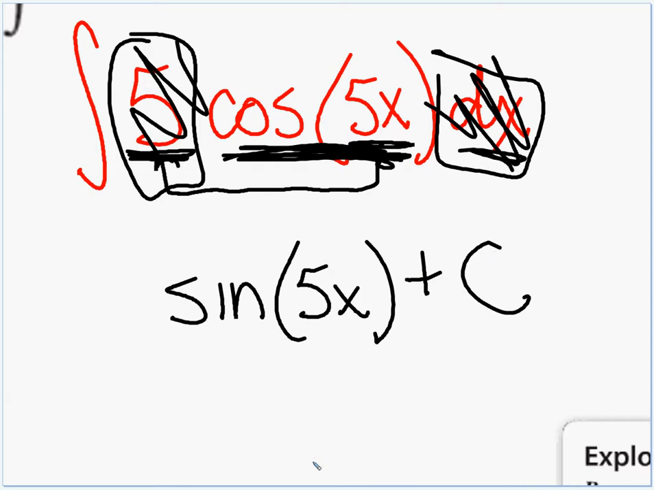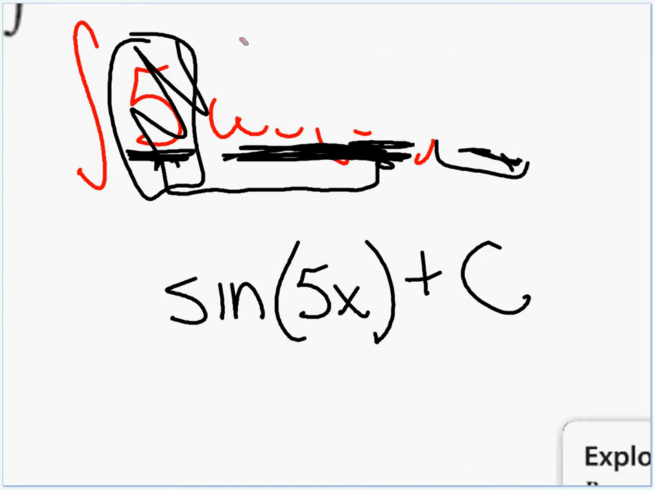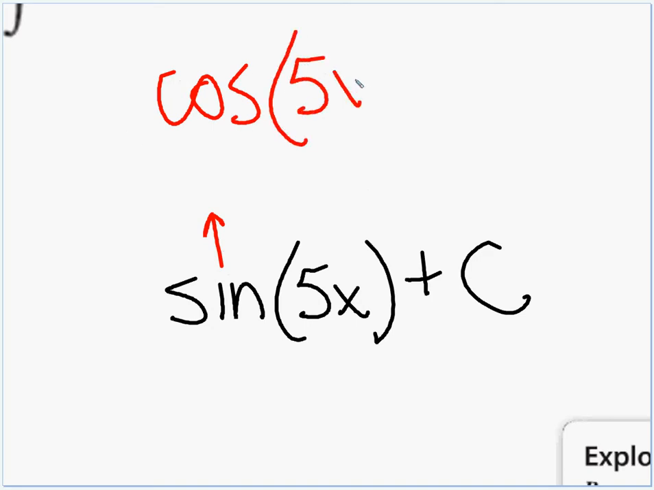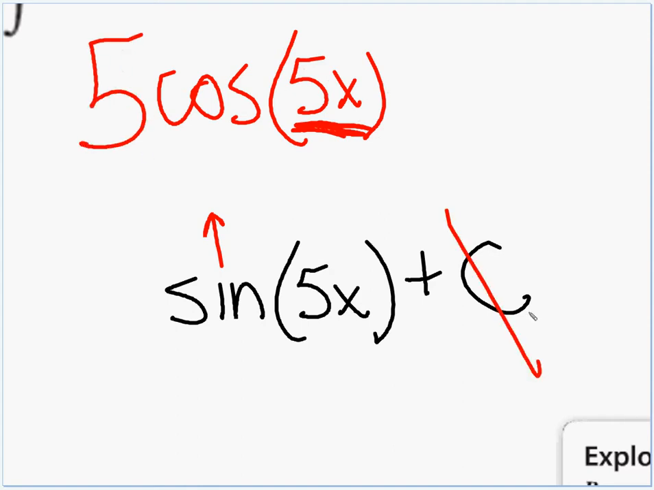So let's see if this is what we think is our answer. Let's derive it to see if we get back to the original problem. What's the derivative of sine? Well, that's cos of the exact same quantity 5x, but we need to satisfy the chain rule. The derivative of 5x is 5, and the constant derives away to nothing. And that's where this problem began. So we have the correct answer.